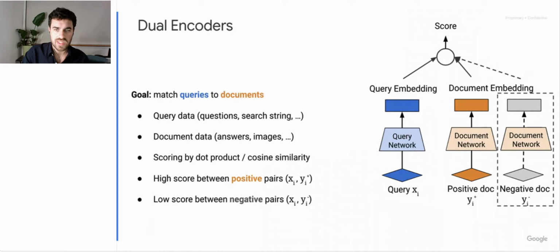We score queries and documents by the dot product or the cosine similarity between these embeddings. We want to have a high score between positive pairs, which is, say, a question and a passage that contains the answer to a question, and a low score between negative pairs, a passage, say, that has no relation to the question.